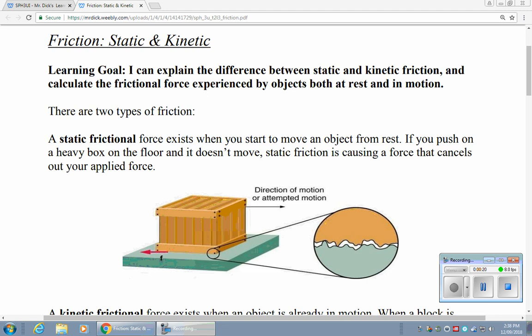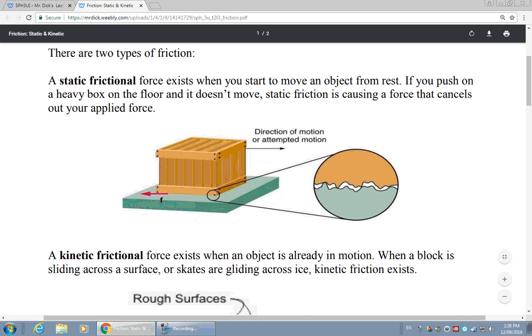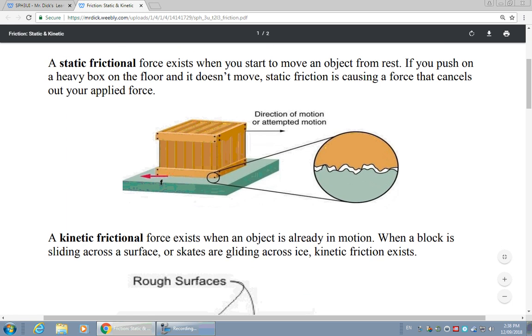But we should start by actually breaking friction into two different categories. There are two main types. The first kind is called static frictional force. And it exists anytime you're trying to move an object from rest. That static word means that it's not moving. It comes from the same root word as the term stationary.